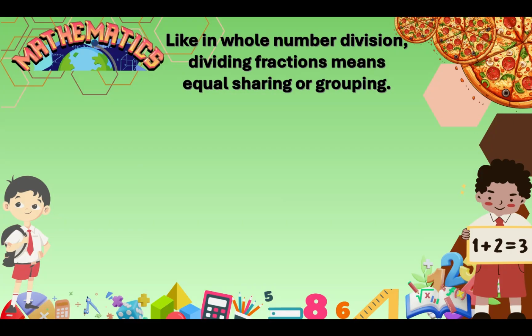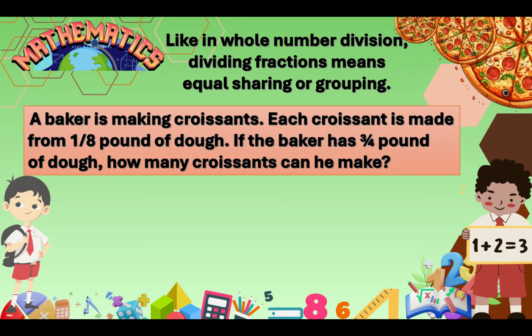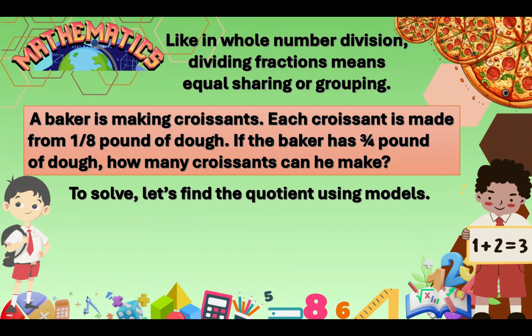Just like in whole number division, dividing fractions means equal sharing or grouping. Let's take for example this word problem. A baker is making croissants. Each croissant is made from 1/8 pound of dough. If the baker has 3/4 pound of dough, how many croissants can he make? To solve, let's find the quotient using models. How many 1/8s are there in 3/4?